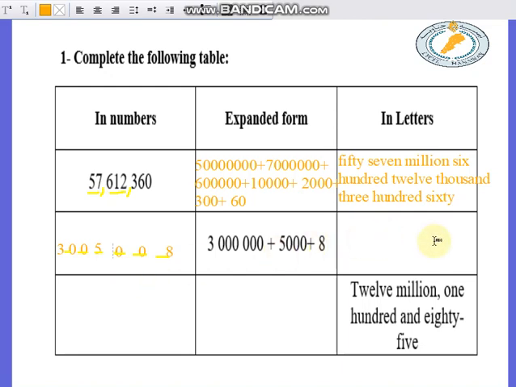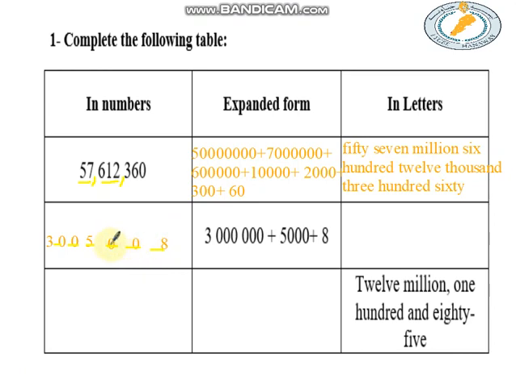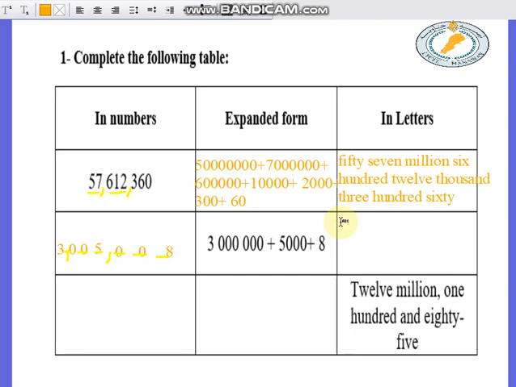Now let's write it in the letter form. I start all from the end. I count 1, 2, 3. I put a comma. 1, 2, 3. I put a comma. Now let's write it in words or in letters. What do I have in the million class? I just have 3. So I just write 3. 3 what? 3 million.